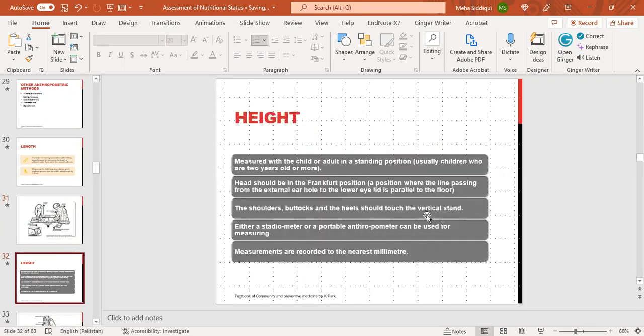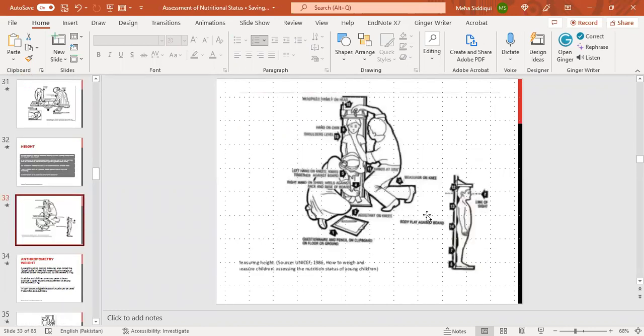Then comes height. It is measured with the child or adult in the standing position, and it is usually done for children who are 2 years old or more. The head should be in the Frankfurt position, that is a position where the line passing from the external ear hole to the lower eyelid is parallel to the floor. The shoulder, buttocks, and heel should touch the vertical stand, and there should be either a stadiometer or portable anthropometer used for measuring, and measurements are recorded to the nearest millimeter. So this is the method in which height is being measured of a child greater than 2 years of age.